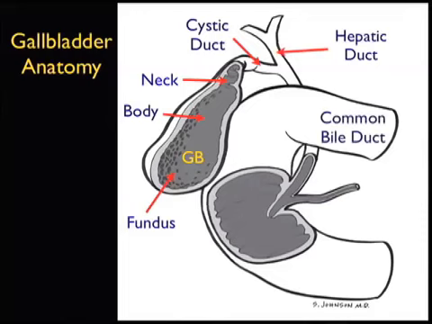Recall that it's impacted stones at the neck of the gallbladder that often cause symptomatic biliary colic and can lead to acute cholecystitis. We also see the cystic duct draining the bile from the neck of the gallbladder and joining into the hepatic duct, which is draining the bile from the liver.